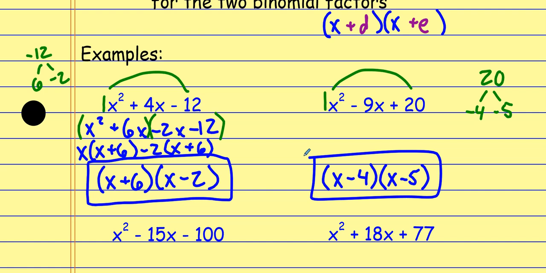No other work is required, okay? This only works, though, when the a value is 1, when the leading coefficient is 1, when it starts with a 1. If it doesn't start with a 1, you have to do the thing that we've been doing. You have to split up the middle term.